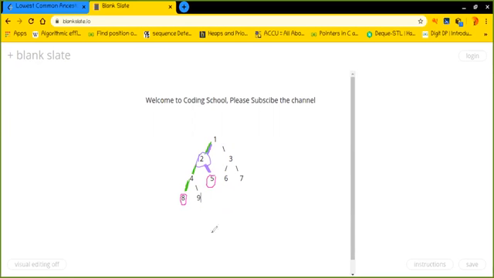So let me tell you what we exactly did to find out this LCA. Basically, we followed the path to reach both of them, and when we found the turning point for both of them, we stopped there and declared that this particular node is the LCA, the required answer. Okay, so I hope you got it.